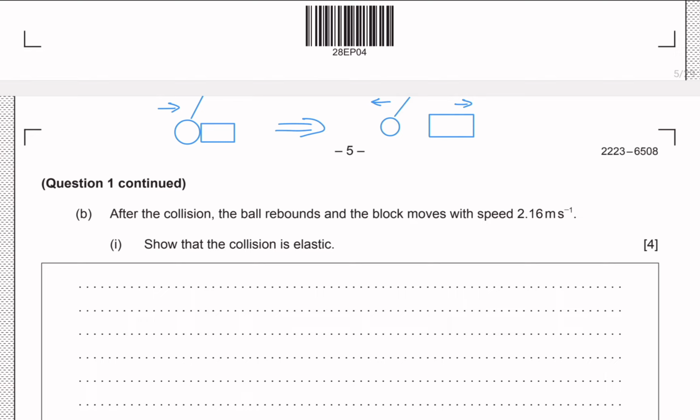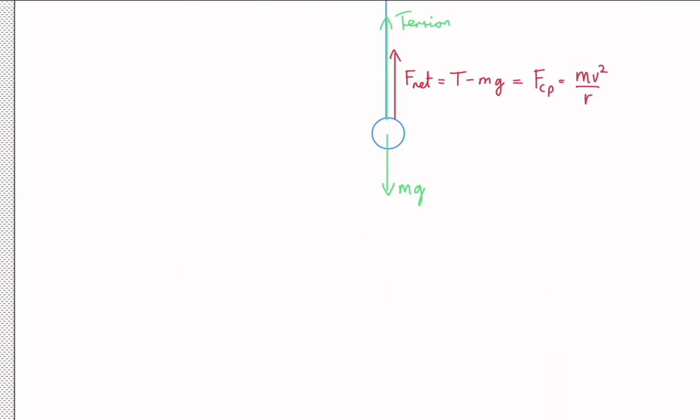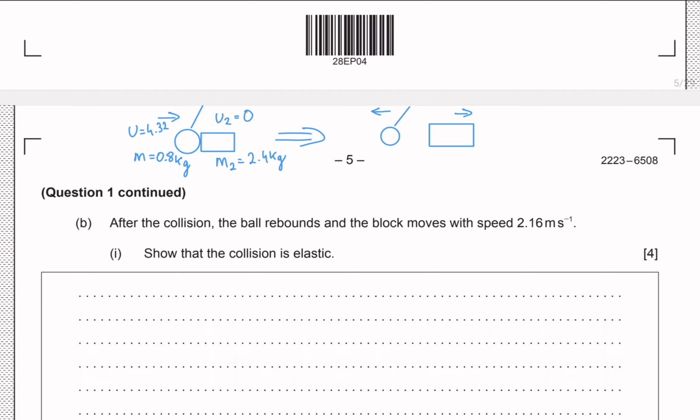We know that the speed the ball was traveling with was 4.3 meters per second, so this we can already write in. This was the initial speed of the ball, 4.3 or 4.32. We also know the mass of the ball, 0.8 kilograms. And we also know the initial speed of this block. Let's call that u2. Well, that was just 0 as it was at rest before the collision. And we also know that the mass of the block is 2.4 kilograms. That was also given to us.